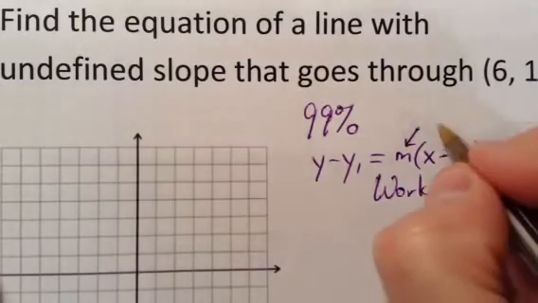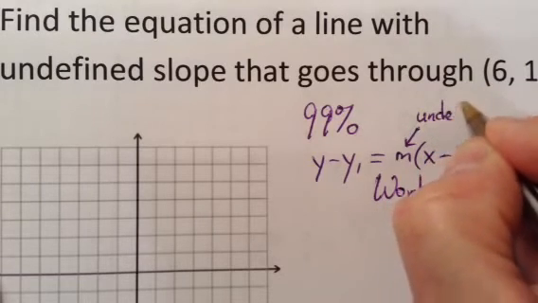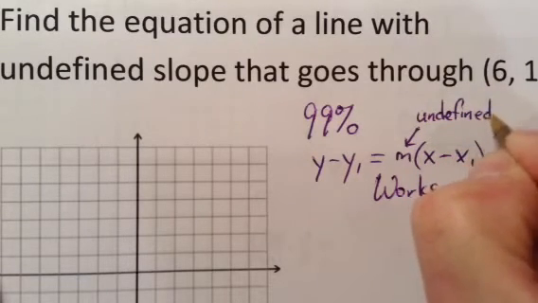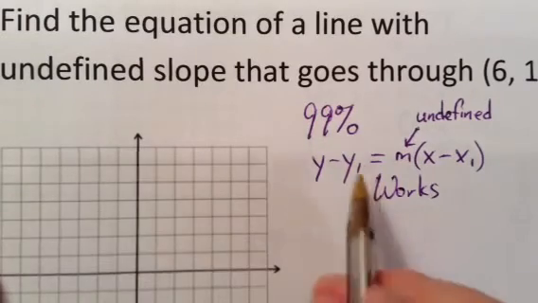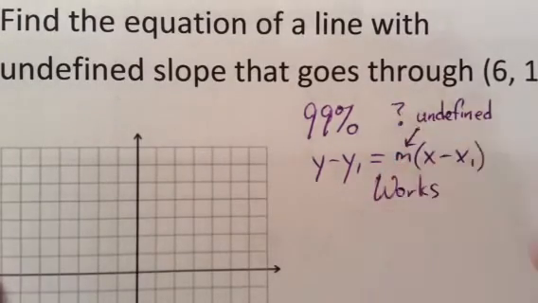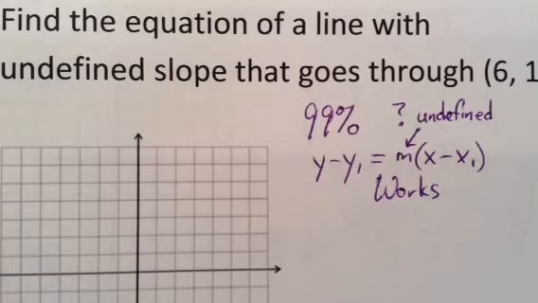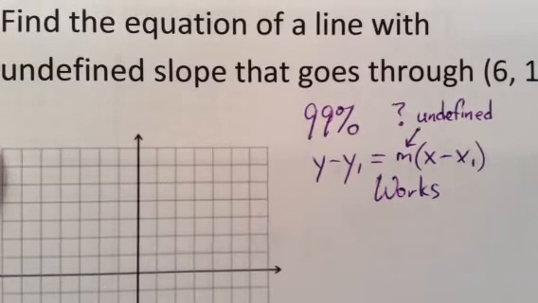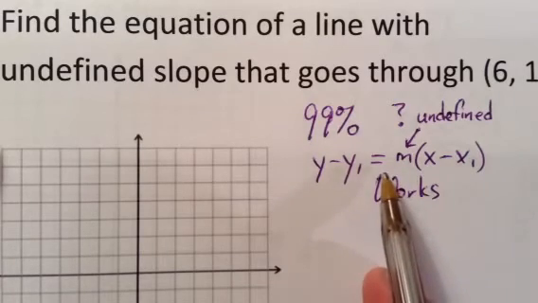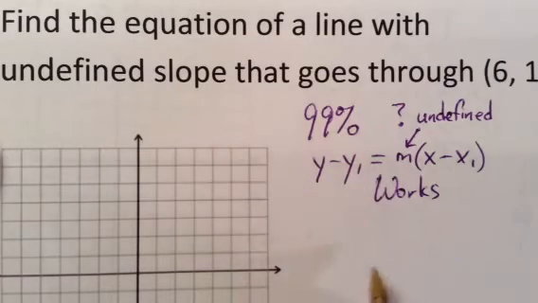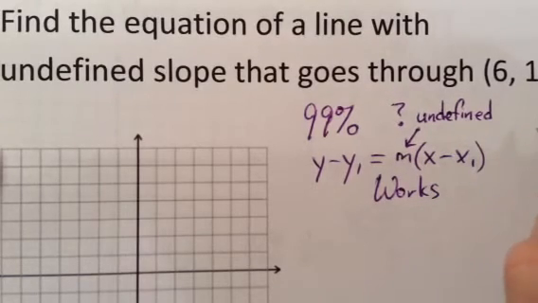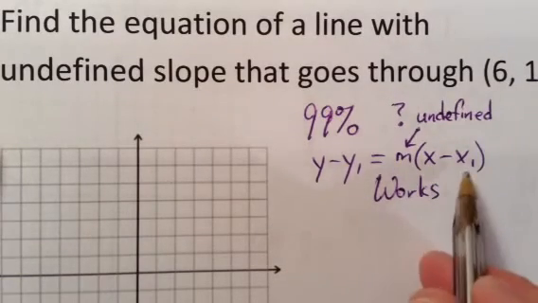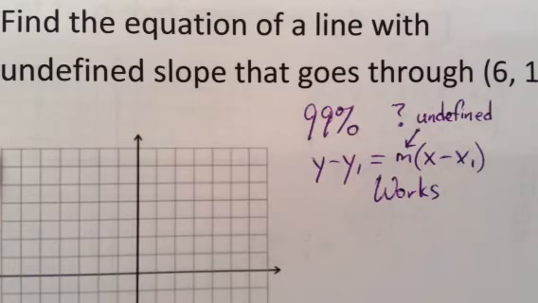If my slope has no definition, if it is undefined, there's nothing I can put here. I mean, what do I put there? Do I put the word undefined? I mean, I don't know. I don't have a number. They don't tell me a rise over run. They just say it's undefined. So this is the 1% of the time where it does not work. I can't use this, so I have to have some other method.